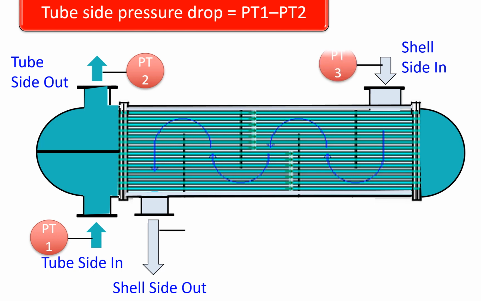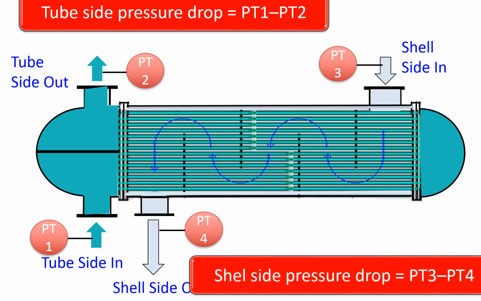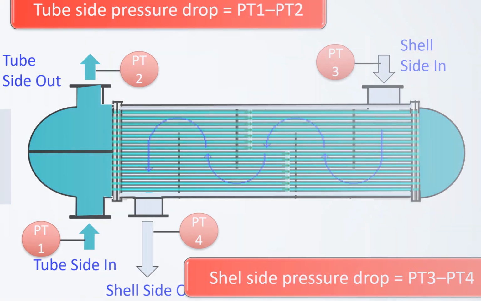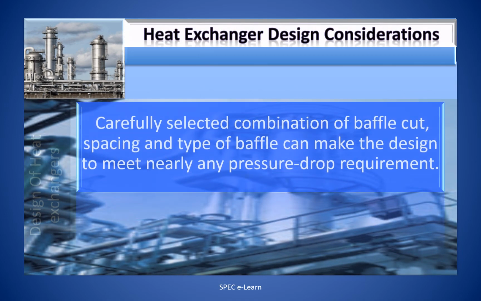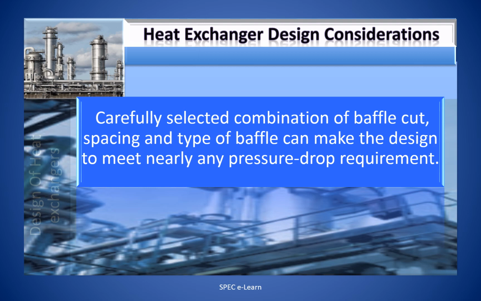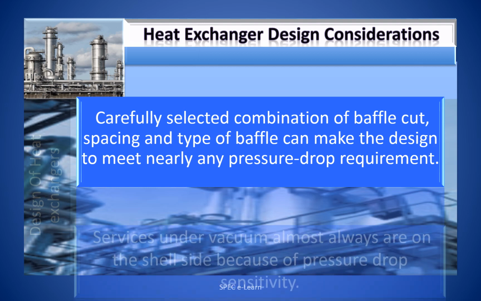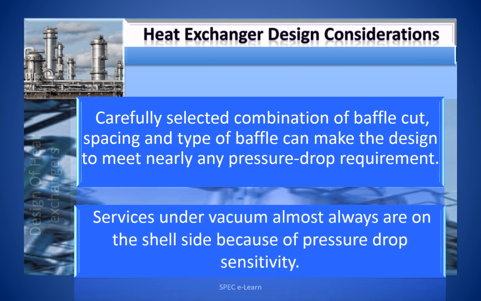Likewise, P3 is the pressure at the shell side inlet and P4 is the pressure of the fluid at the shell side outlet. So the difference between P3 and P4 is the pressure drop on the shell side. A carefully selected combination of baffle cut, spacing, and type of baffle can make the design meet nearly any pressure drop requirement. Services under vacuum are almost always on the shell side because of the pressure drop sensitivity of the column.